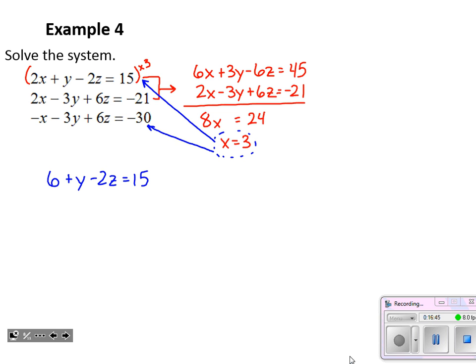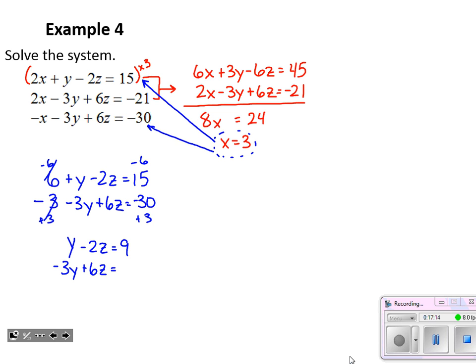The bottom equation, when I plug in that value of 3, I get negative 3 minus 3y plus 6z equals negative 30. And I want to get this set up as a system of equations that just has y's and z's in it. So I'll subtract 6 from both sides in the top, and I'll add 3 to both sides in the bottom equation there. Y minus 2z equals 9, and negative 3y plus 6z equals negative 27.